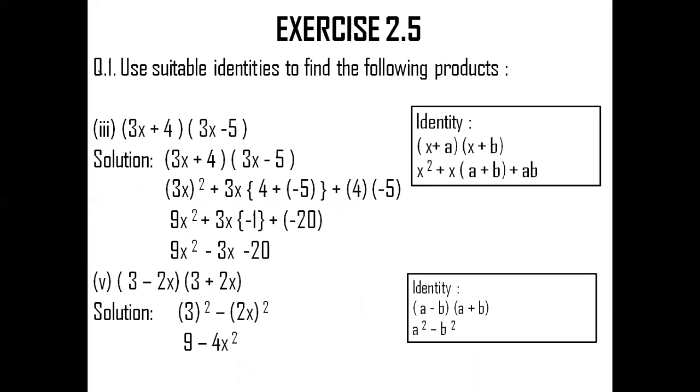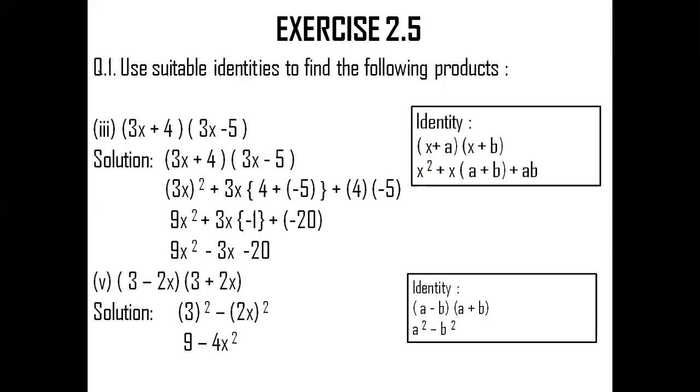Here, the question is (3x + 4)(3x - 5). Over here again, the first term is the same. What is different is the second term. What is the second term? In the first bracket, it is plus 4, and in the second bracket, it is minus 5. So which identity, when you have got the first term same and the second term different? Yes, the identity would be (x + a)(x + b).